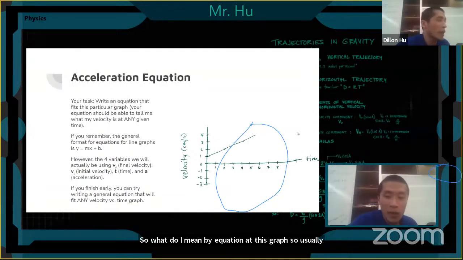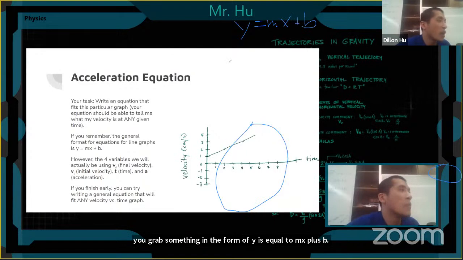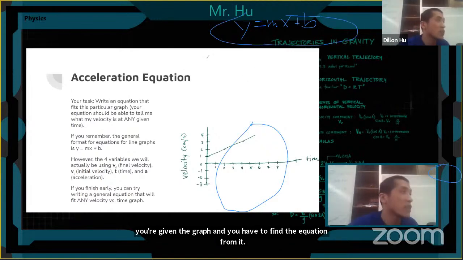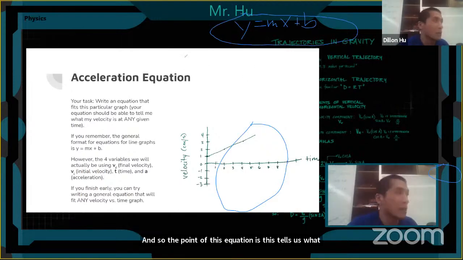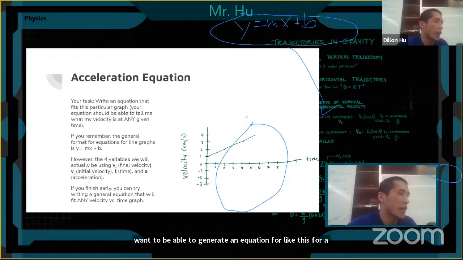So usually when you graph something, you graph something in the form of y is equal to mx plus b. A lot of times you might be given this equation and you have to draw a graph from it. Sometimes you're given the graph and you have to find the equation from it. The point of this equation is that it tells us what my y value is at any given x, right? So the idea is we want to be able to generate an equation like this for a graph like this, for any graph like this.